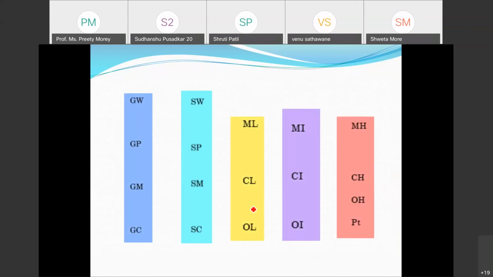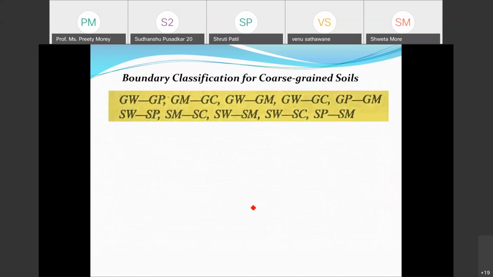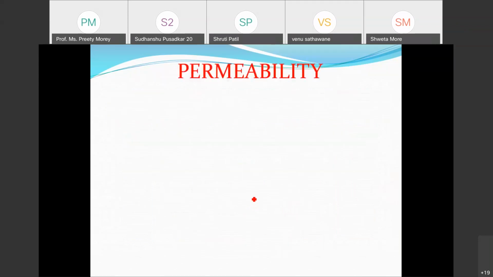So it can have any combinations. Similarly, the joined together border, so GW, GP, GM. There are different types of soils which you can combine. Any combinations you can make.